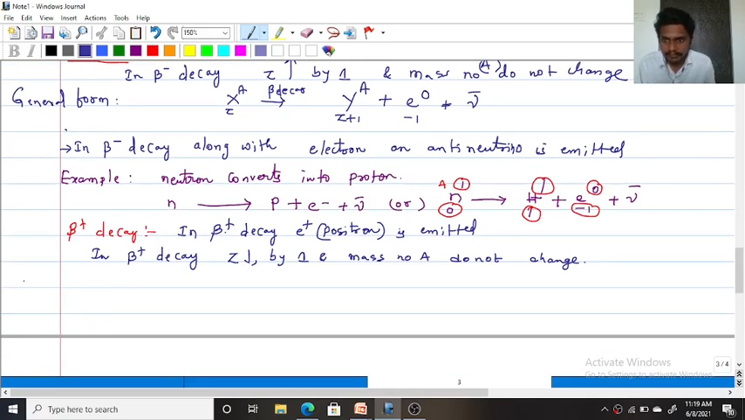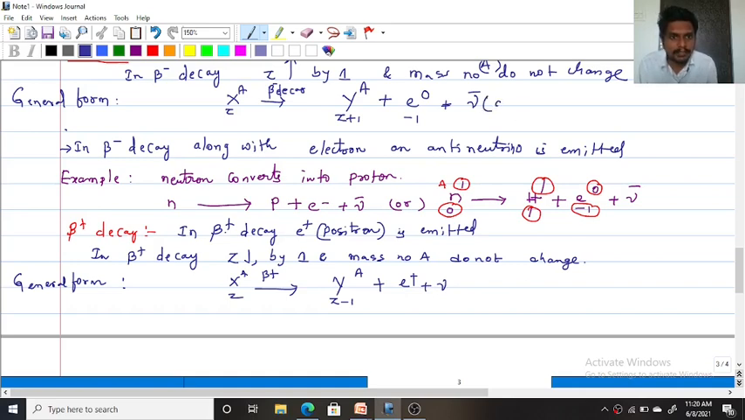So the general form of beta plus decay is X with mass number A and atomic number Z. When it undergoes beta plus decay, its atomic number decreases by 1 and mass number does not change, and a positron along with a neutrino is ejected out.